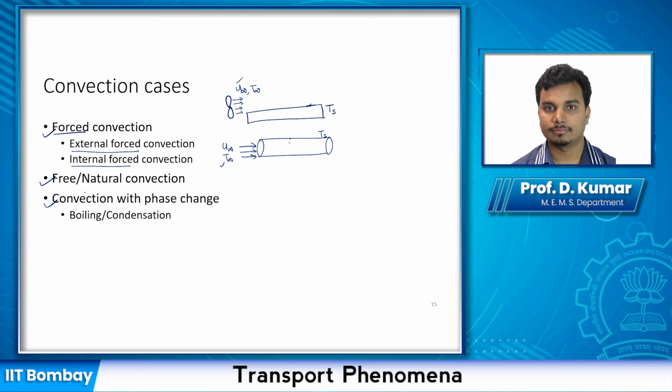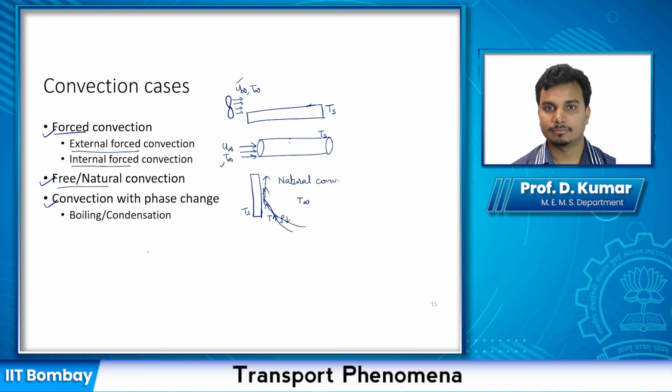In the case of free or natural convection, if you want to cool this hot plate, let us say at Ts temperature, with some ambient temperature T infinity, what will happen is the air, when it comes in contact with this surface, will heat up. As the temperature increases, the density of air will decrease, so it will become lighter. So the air will come from here, and then it will just rise up. This will give you what is known as natural convection.